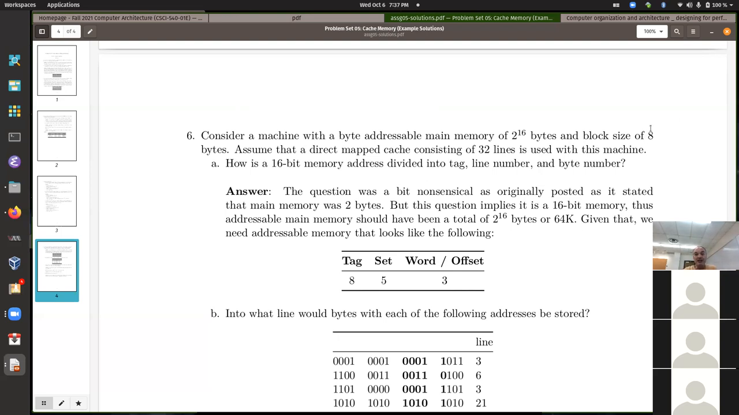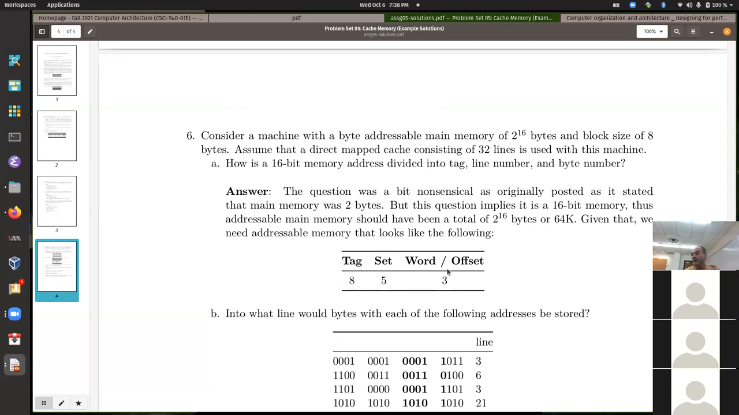But anyway, if the block size is 8 bytes, to figure out the offset you always have to just know what the block size or the line size is. So 8 bytes means I need 3 bits in order to be able to address one of those 8 bytes in there.